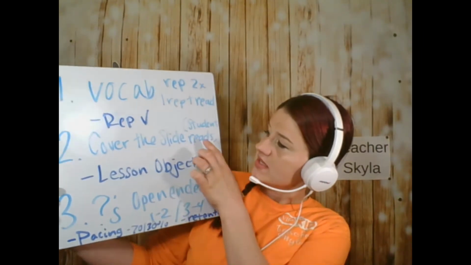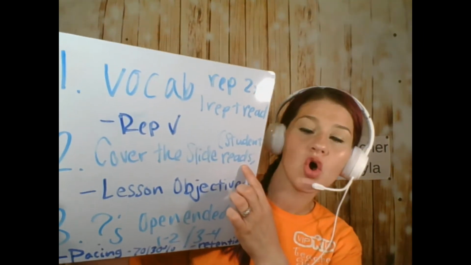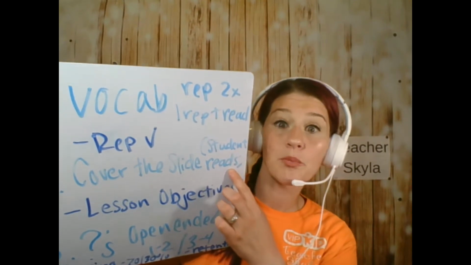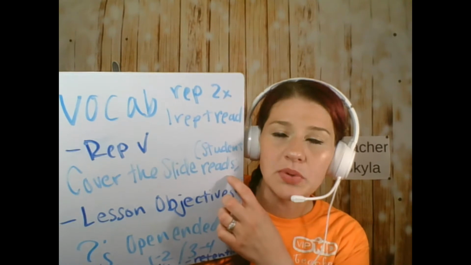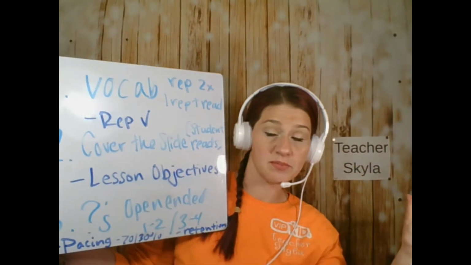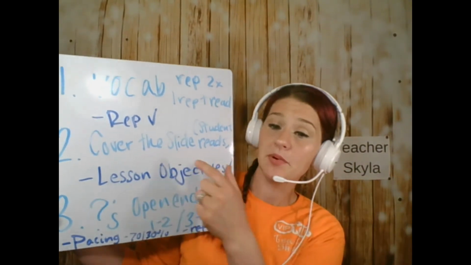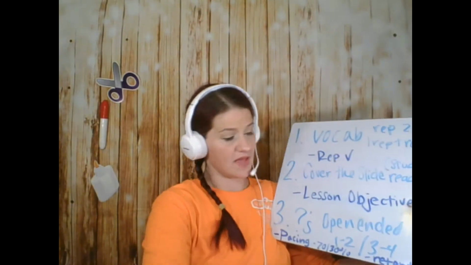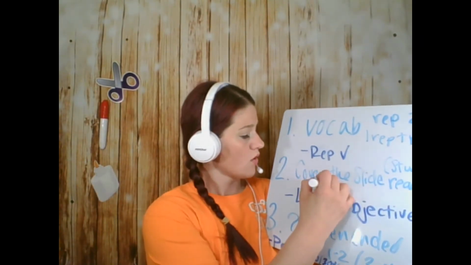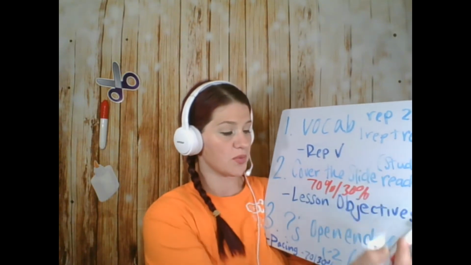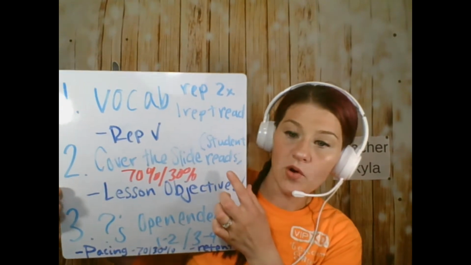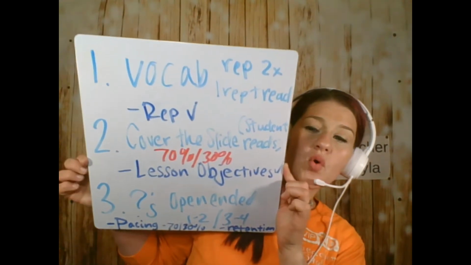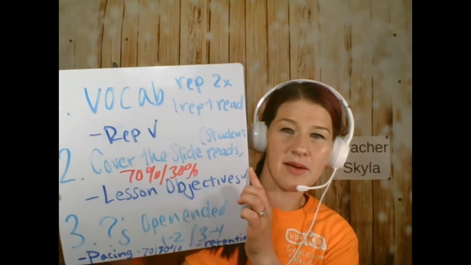But the reason why I said student reads is because our overall goal of student output in the upper and intermediate level lessons is 70%. Lower level is 50% teacher, 50% student, but upper level is 70-30. I'll add that to this. So, as often as you can, if you have the student reading the slides, then that's getting them talking more. Of course, you can split the reading anytime you'd like.